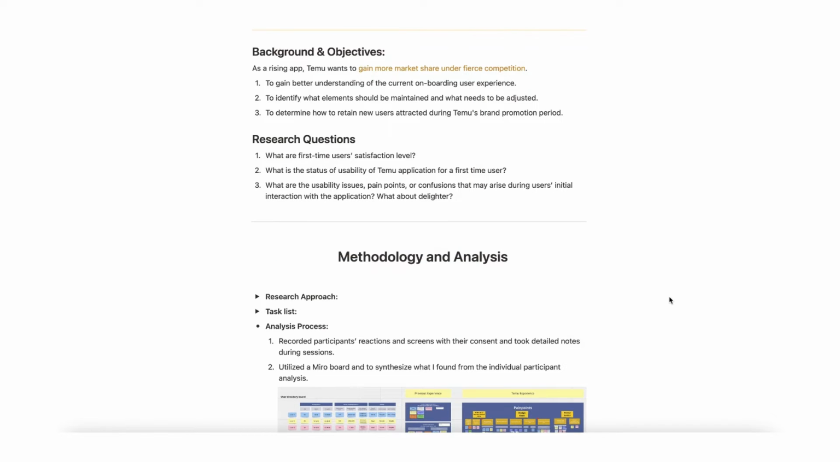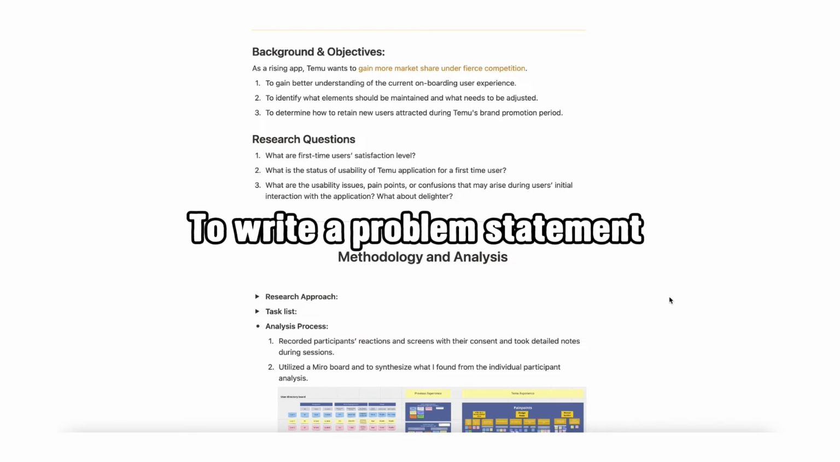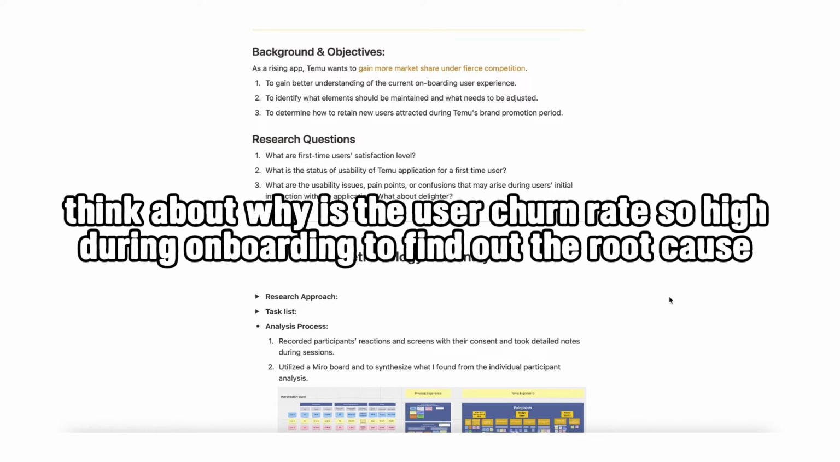To find problem statements, I would refer to the objectives and research questions here. But the research questions read a little bit like follow-up questions that you would break down from a core problem statement. And the objective only highlighted the business goals, not the user problems to solve. Might want to take one step further and think about, yes, we do want to retain new users in the onboarding flow. Why is the user churn rate so high during onboarding? To find out the root cause.